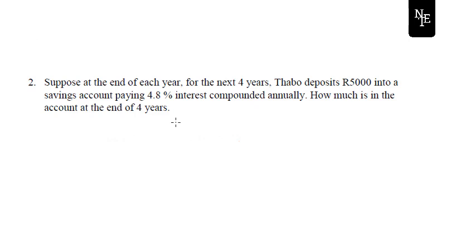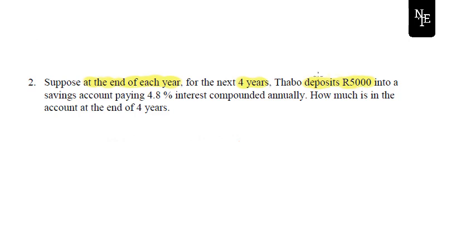Well, in the one that we just did, we were told that 17,000 something Rand was deposited into a savings account and just left to grow over a period of 4 years. But what's happening over here is that at the end of each year, this amount of 5,000 Rand is deposited into the savings account. And we're going to do that for a total of 4 years.